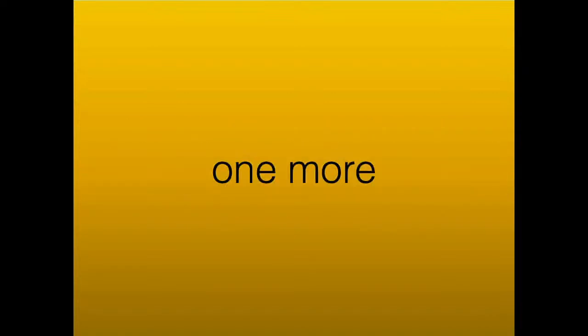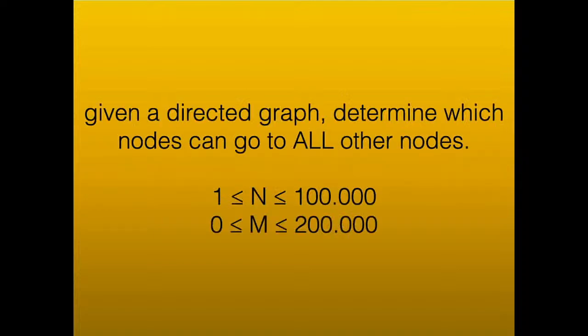One more. Actually, there's two more. Given a directed graph, determine which nodes can go to all other nodes. Okay. Check if it's from that supernode. But we want to check for all nodes. So that will be the answer, right?